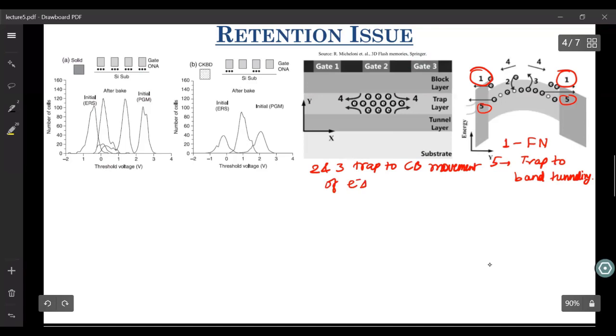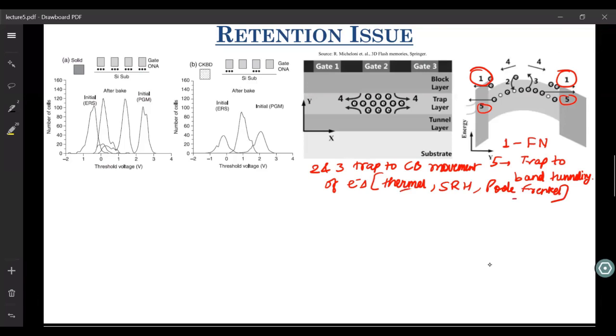What can be the processes? The processes can be thermal excitation of the electron. It can be SRH, Shockley-Read-Hall recombination, and it can also be the Poole-Frenkel mechanism. Amongst these three, thermal emission and Poole-Frenkel are very sensitive to temperature. You increase the temperature, your Poole-Frenkel hopping increases, and your thermal excitation also increases.